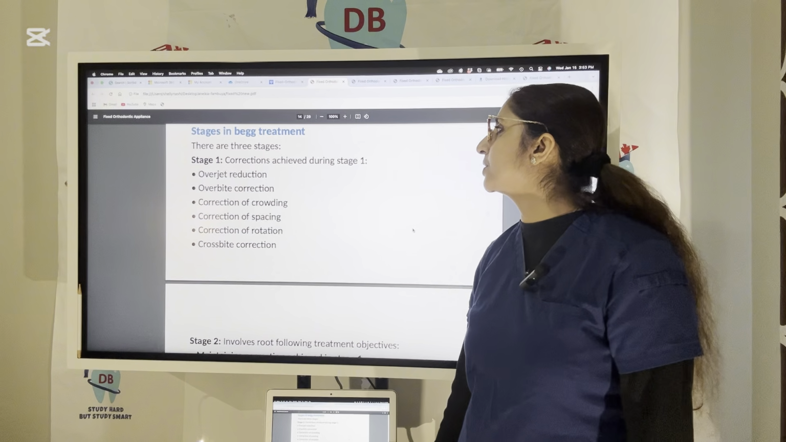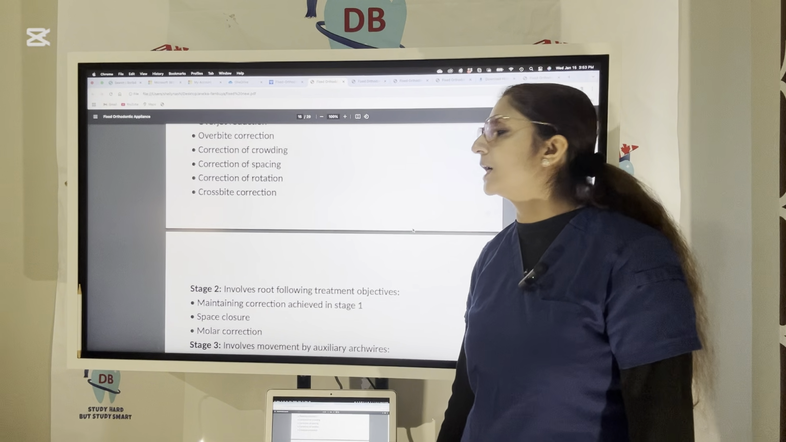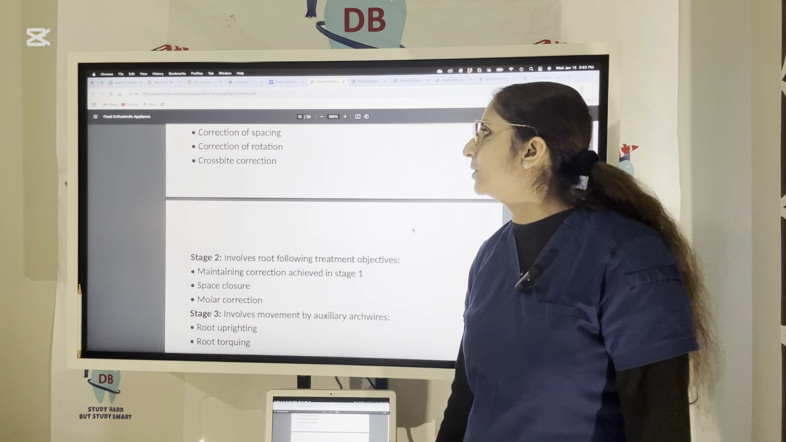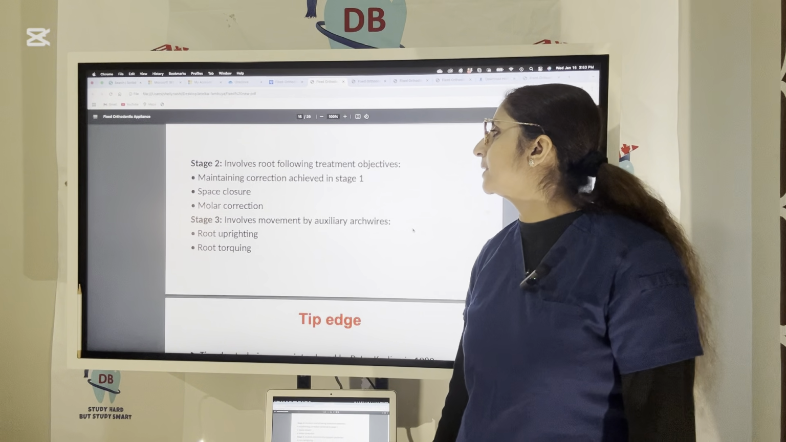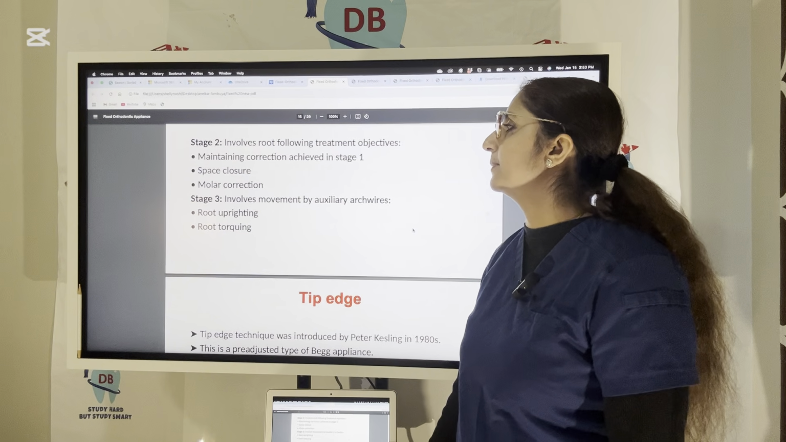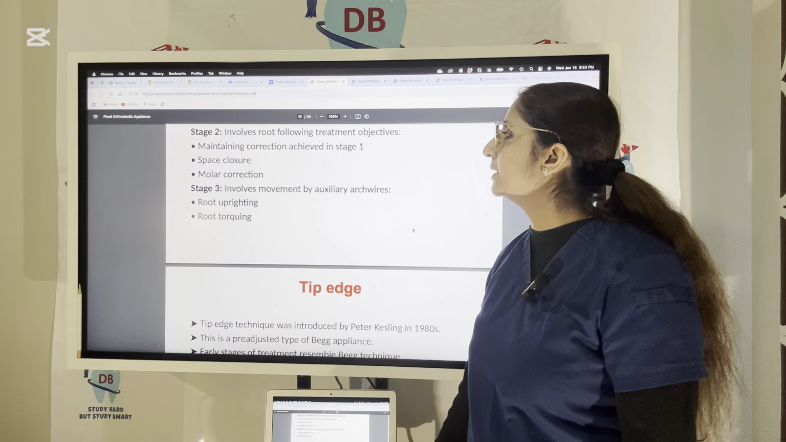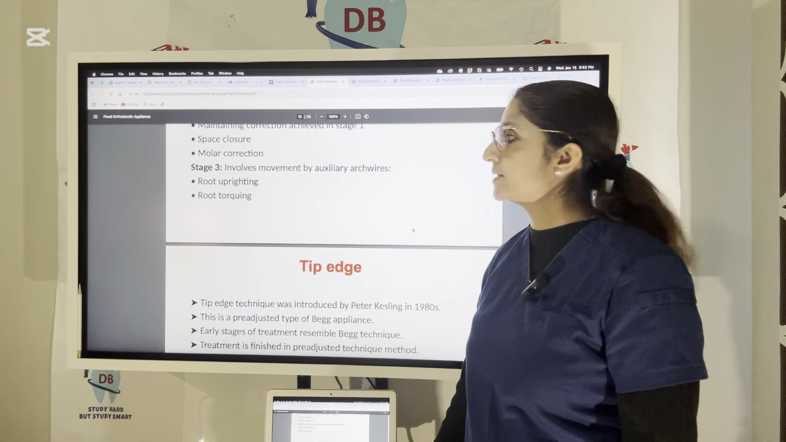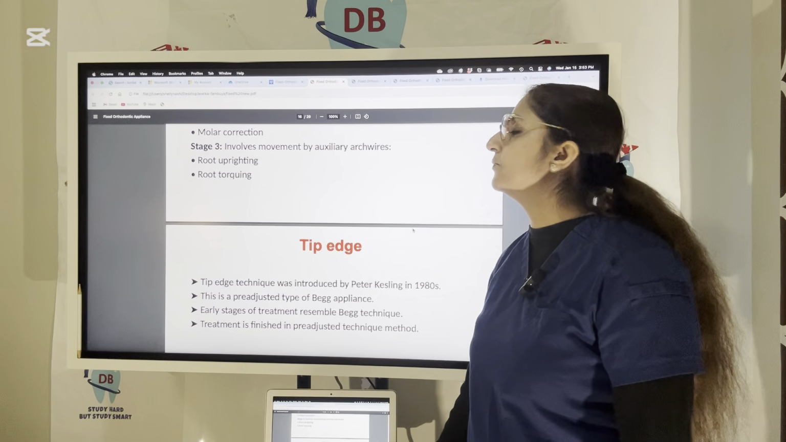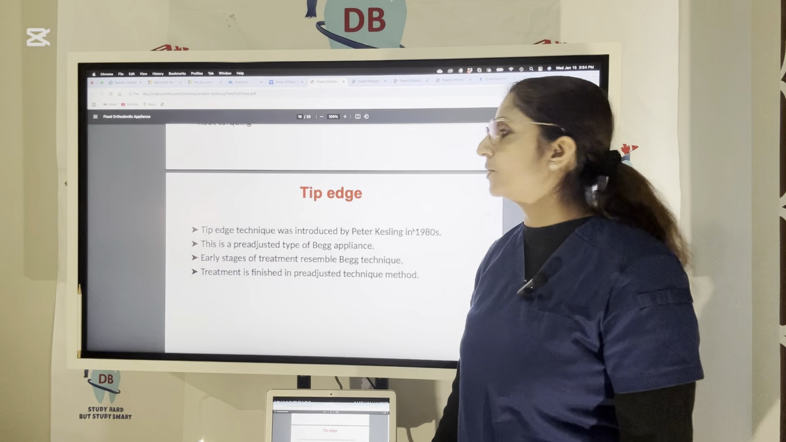First stage is correction achieved during stage 1. You can correct the overjet, overbite, crowding, correction of spacing, rotation, crossbite correction. In stage 2, involving the root, the treatment objectives are maintaining the correction that was achieved in stage 1, space closure, molar correction. While stage 3 involves movement by auxiliary arch wire, where you can do the root uprighting, root torquing movement.